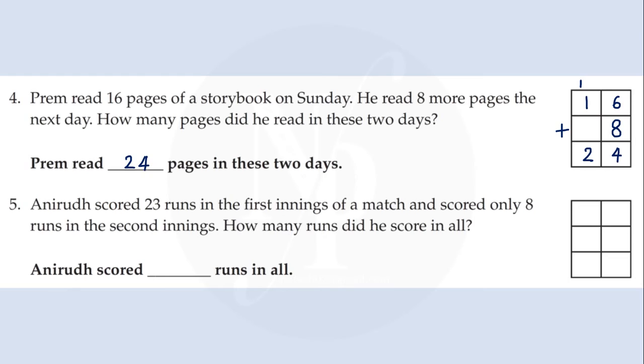So let us write down the number of runs scored by Anirudh here. In the first innings he scored 23 runs and in the second innings he scored only 8 runs. We will write it in the ones place. We have to add these two numbers to find the total number of runs he scored. So here 3 plus 8 is 11. I will write 1 in ones place and 1 is carried forward to the tens place. That is, 1 ten is carried forward to the tens place. So 1 ten plus 2 tens will be 3 tens. I will write a 3 in the tens place here. So which will be 31. So Anirudh scored 31 runs in all. So you should write 31 here.